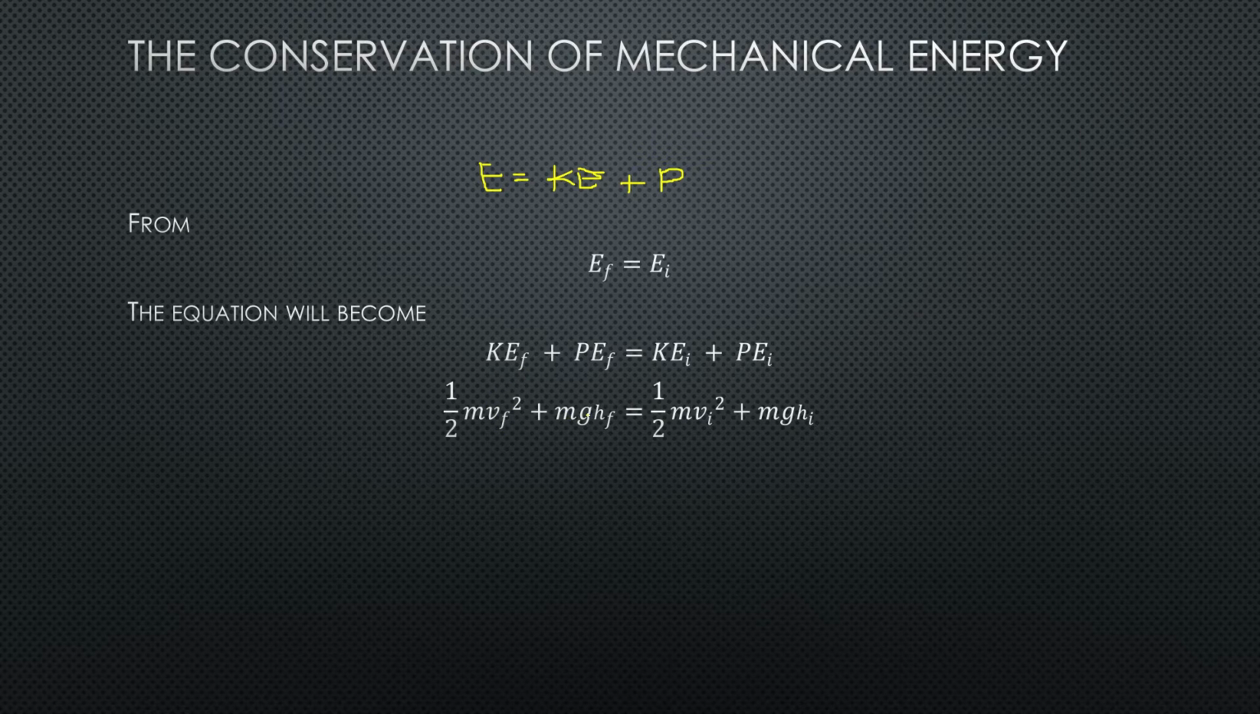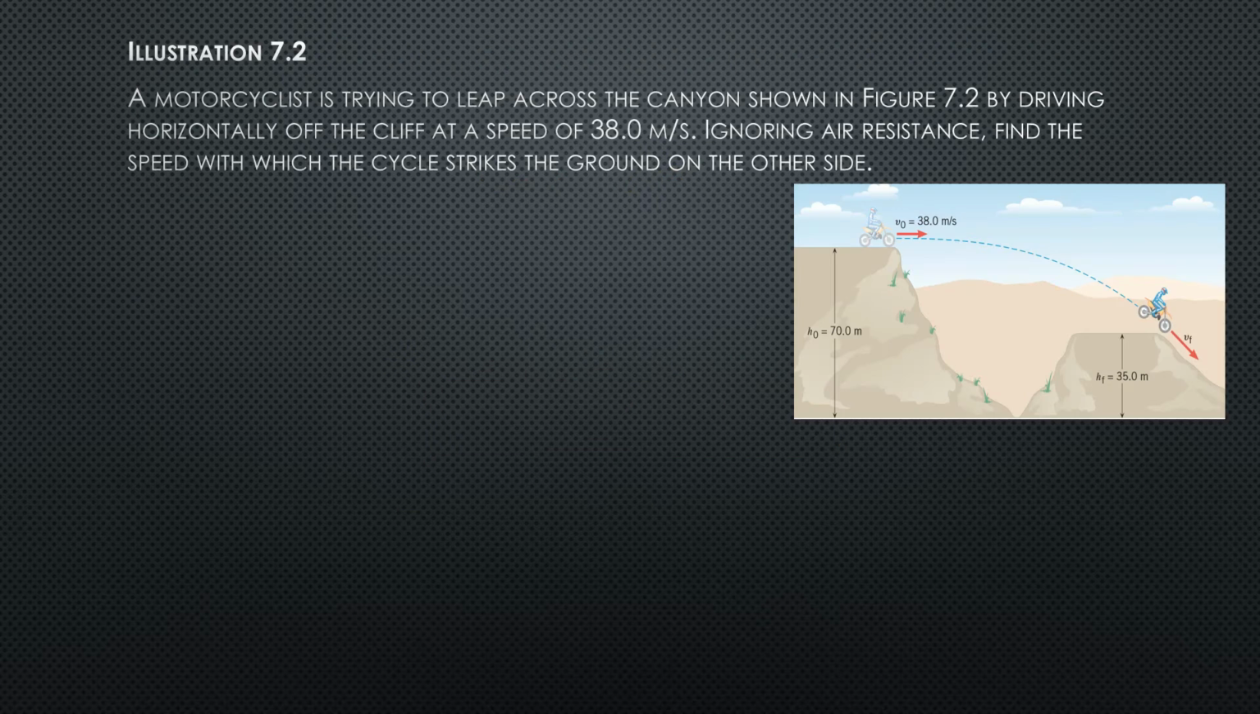Okay, so the energy at the final position is 1/2 m v_i squared (initial speed) plus m g h_i (initial height). So this formula can be used. Let us see this given problem.